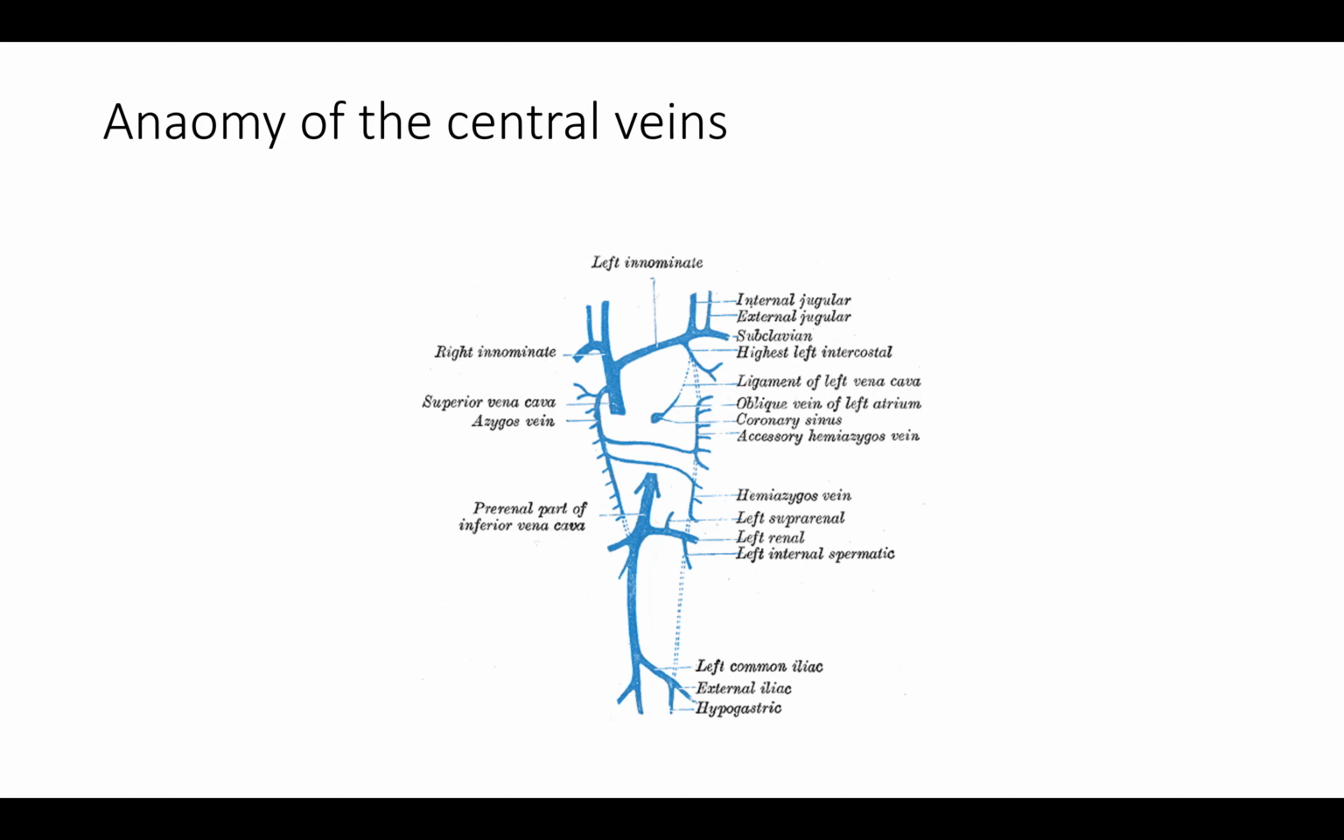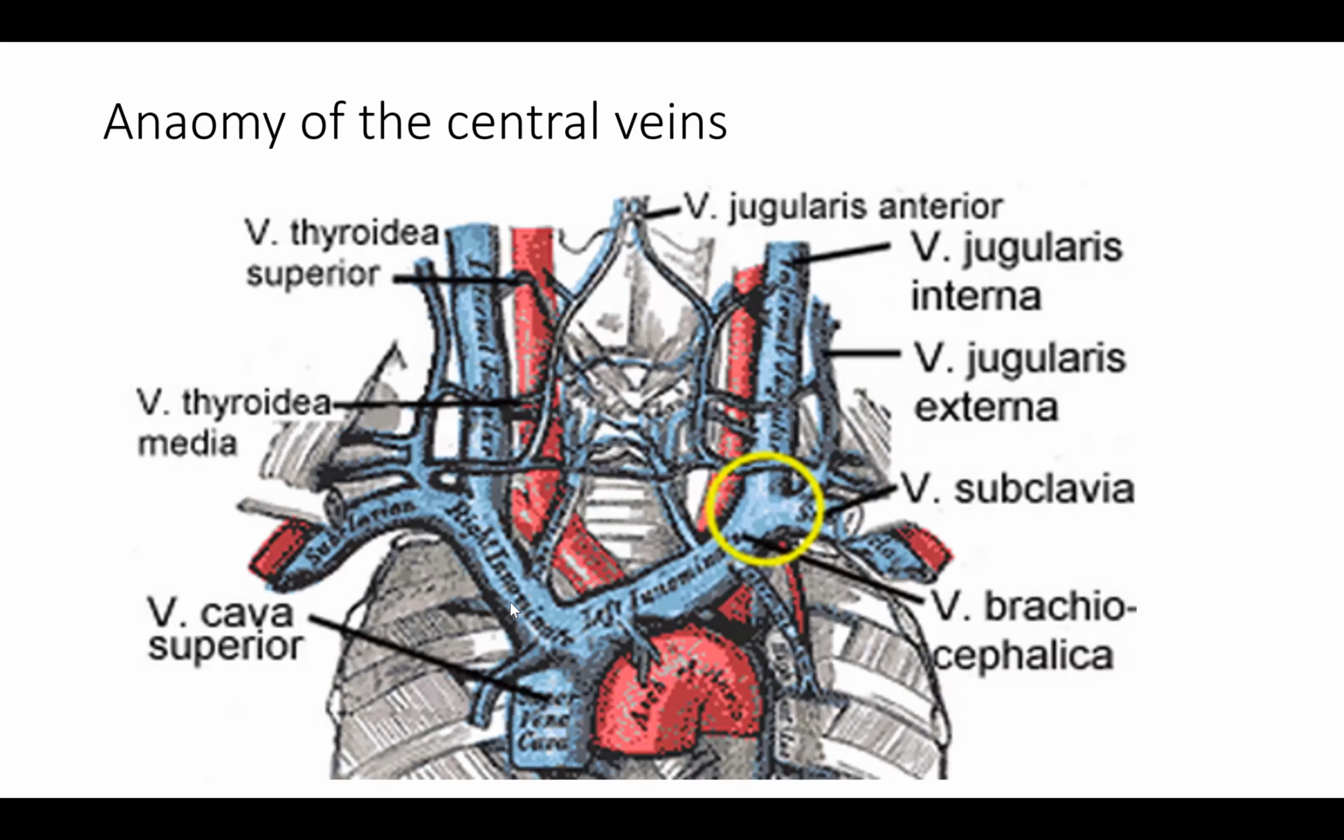So here is the confluence of Pirogoff. The confluence simply means the point where the two brachiocephalic veins meet to form the superior vena cava.